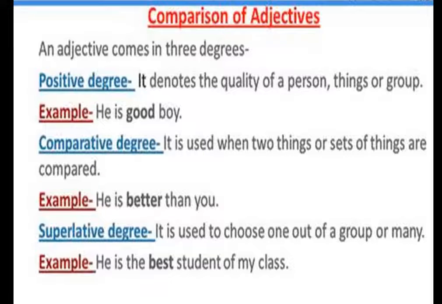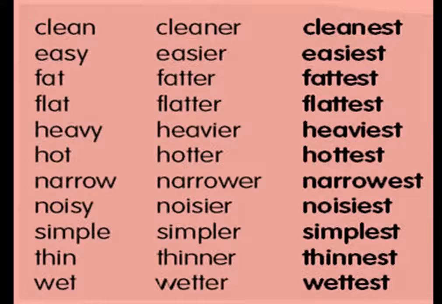Again I would like to give the reference. The first is the positive. That means we are showing the quality of a thing, person or any group. Second is the comparative. That means we are comparing two things. And the third is the superlative. That means we have to choose only one, that means selected from either a group or many things. So some examples are given here, you can refer to them below.